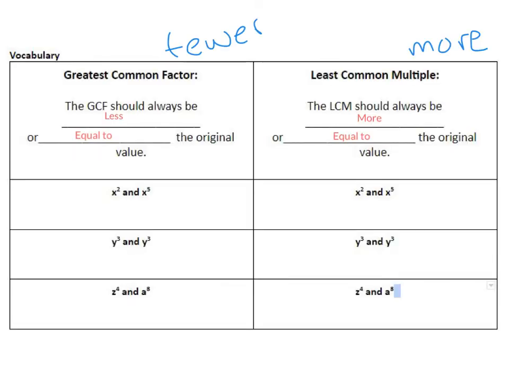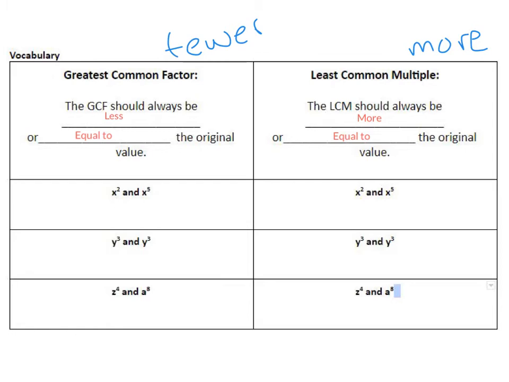In the last lesson, we talked about how the greatest common factor should always be less than or equal to the original value. Always think factor, F, fewer. And the least common multiple should always be more than or equal to the original value. So if you think multiple, think M, more. But now we're going to start talking about how these apply to variables.